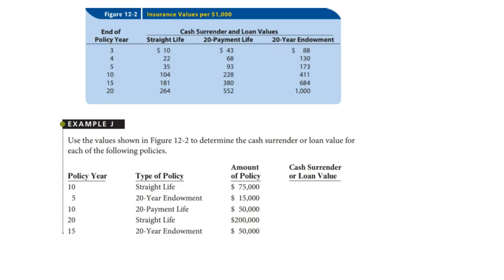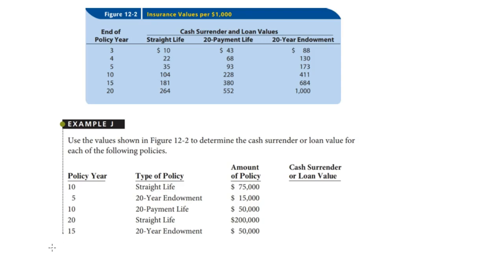All right, let's look at example J. We want to use the values shown in figure 12.2 above to determine the cash surrender or loan value for each of the following policies. So we have 5 different examples here for these 5 different rows here, and we want to figure out how much cash surrender or loan value we can obtain.